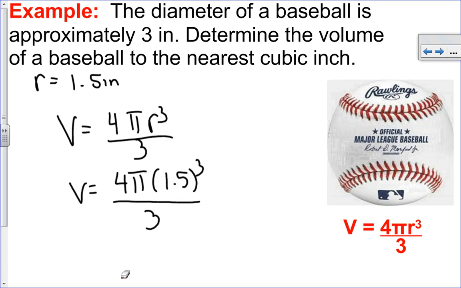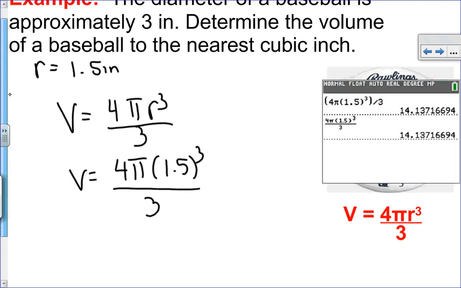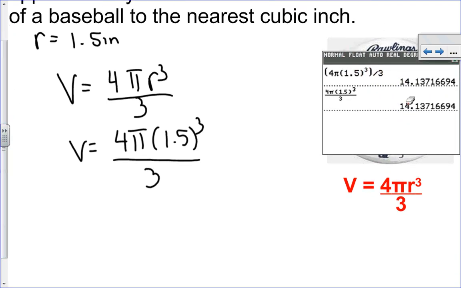So back over here, to round it to the nearest cubic inch, that means whole number. I look to my ones number, I look to the right, which is a 1, which tells me to leave the 4 alone. So my volume is going to be 14 cubic inches.